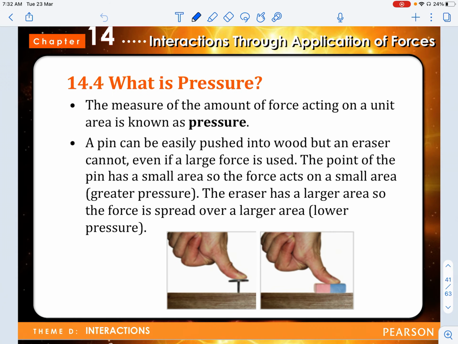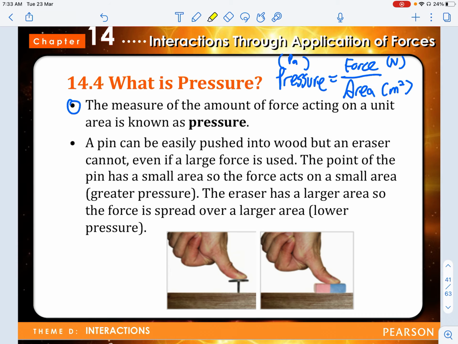Next, we look at what is pressure. Pressure is the measure of the amount of force acting on a unit area, and it can be represented by a formula. Pressure equals force over area, where force is in Newton, area is in meter square, and pressure is in Pascal, Pa, capital P. And what we can see is that having a larger base area would distribute the amount of force acting on the area.